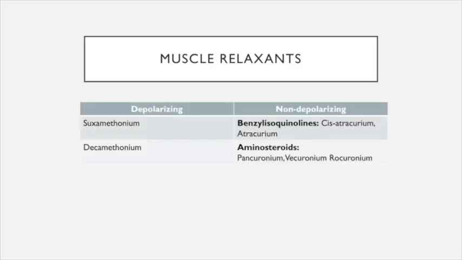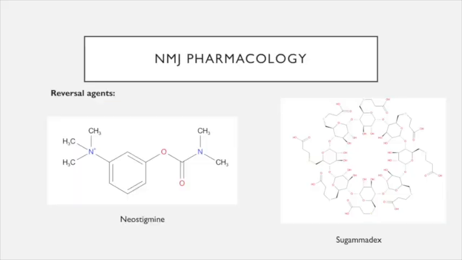All right, so comparing depolarizing and non-depolarizing, I had already spoken about the fact that for depolarizing you have succinylcholine, decamethonium, and for non-depolarizing you have benzylisoquinolines like cisatracurium, atracurium, and aminosteroids, pancuronium, vecuronium, rocuronium. So this list is definitely not exhaustive, but it's just to give you a little bit of an overview. Delving deeper into muscle relaxants is beyond the scope of this presentation, but since we're looking at the neuromuscular junction, I just felt for completeness' sake, we should look at them briefly.